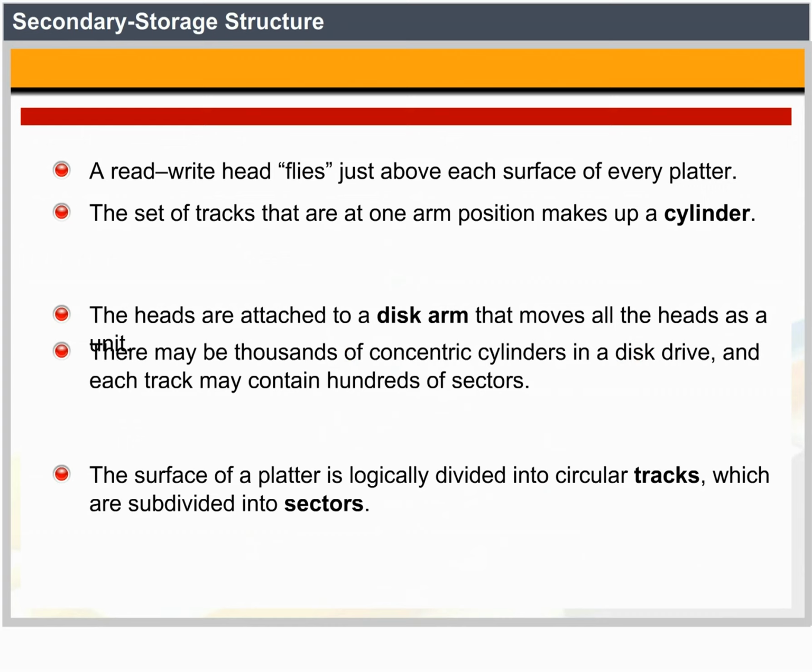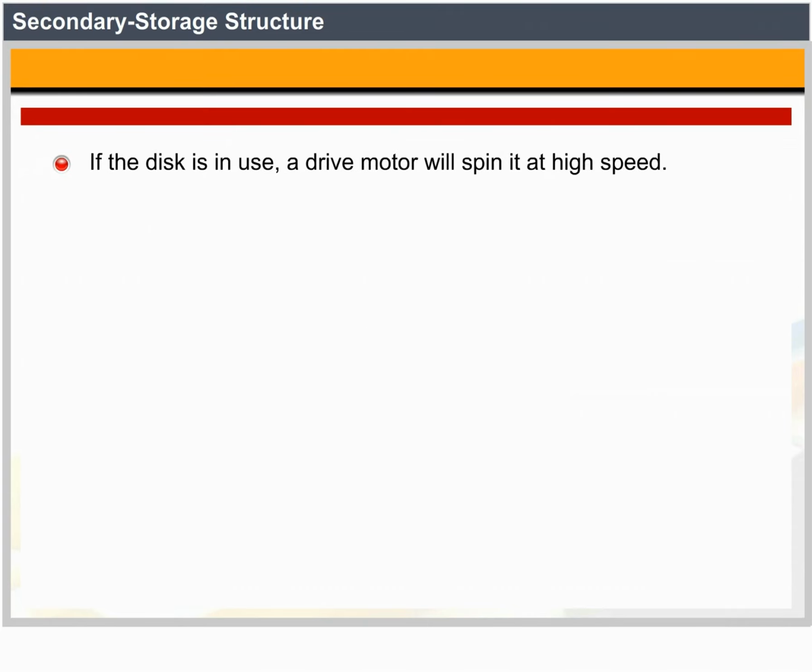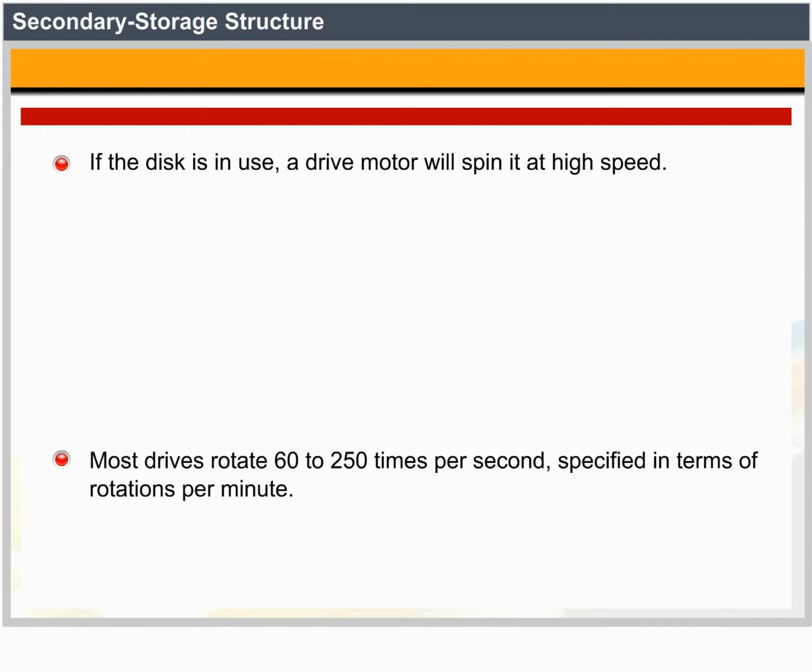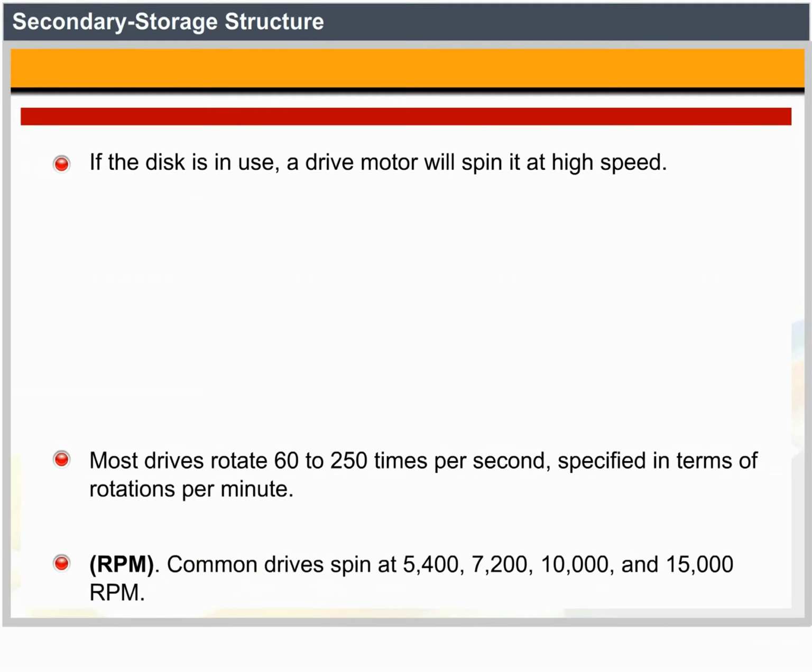When the disk is in use, a drive motor spins it at high speed. Most drives rotate 60 to 250 times per second, specified in terms of rotations per minute (RPM). Common drives spin at 5,400, 7,200, 10,000 and 15,000 RPM.